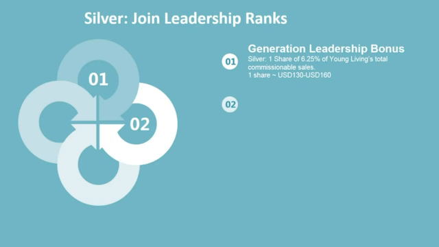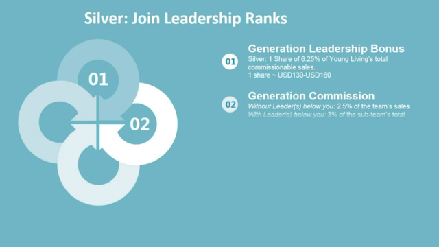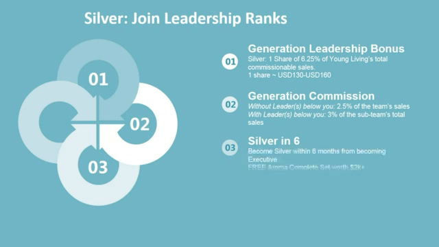You will also be eligible to get Generation Commission. Now, if you do not have any leaders below you, you get 2.5% of the entire team sales. But for those legs where there is a leader below you, you get 3% of the sub-team's total sales. If you became a silver within 6 months from becoming executive, you also get a free Aroma complete set worth 2,000 plus.